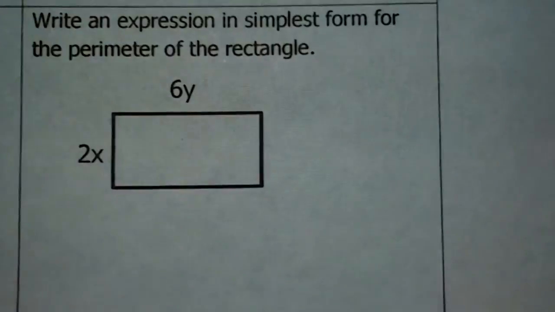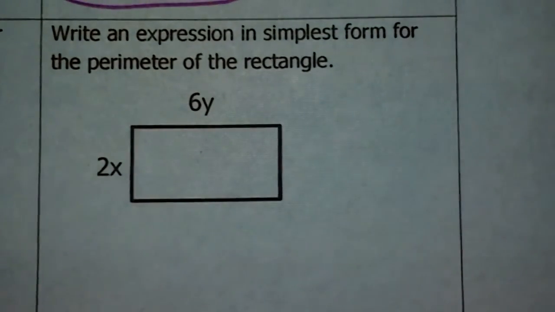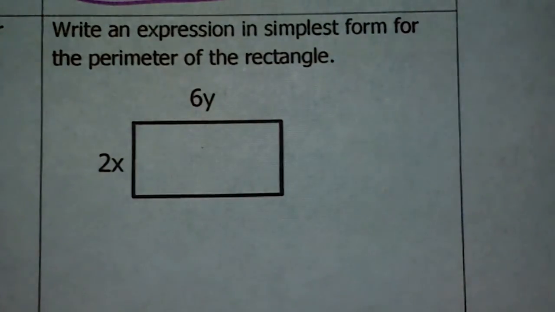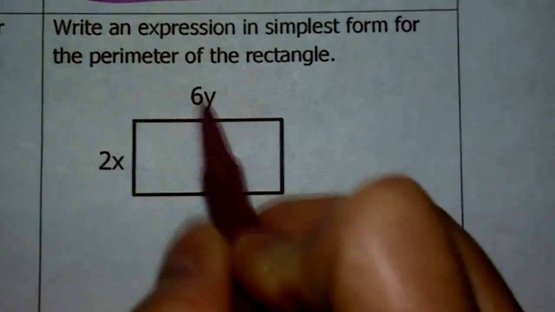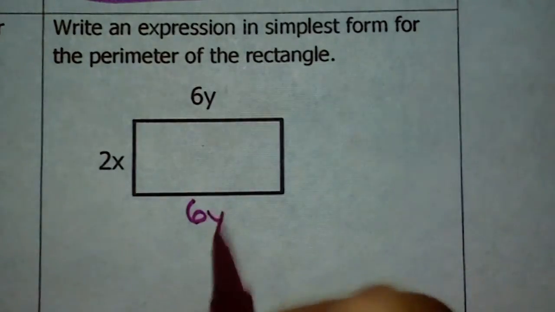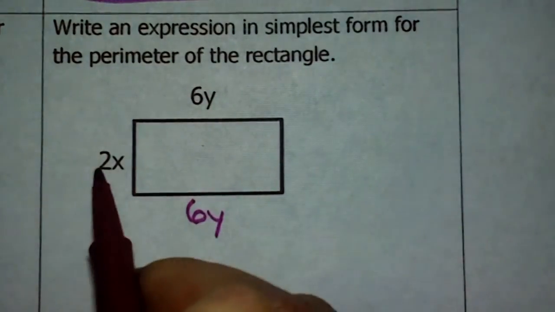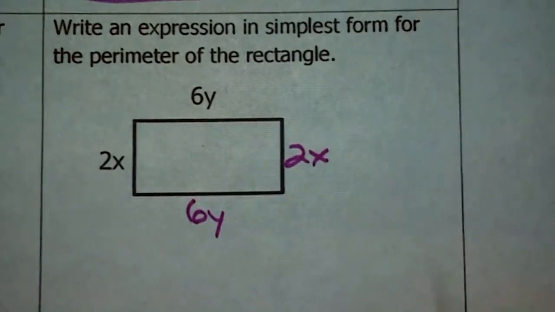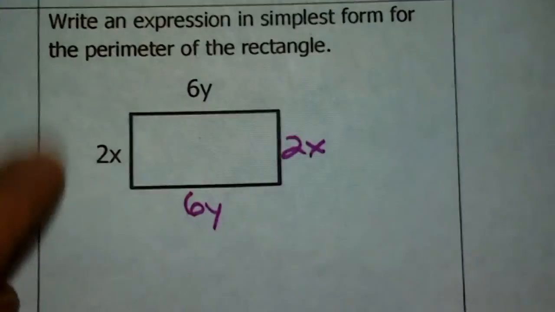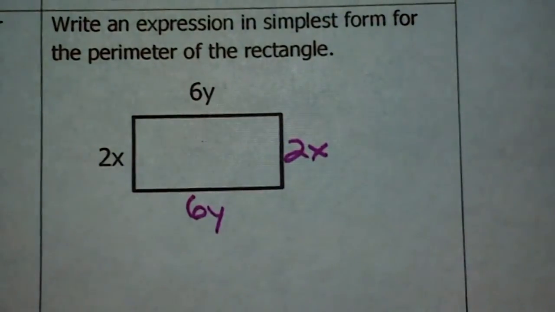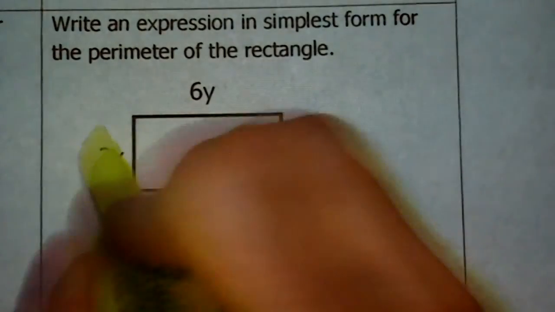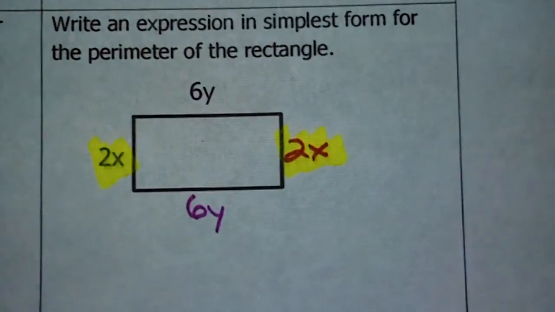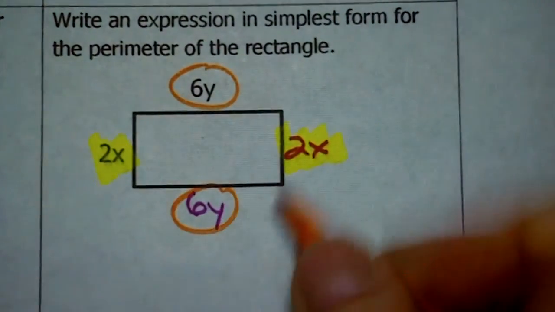Right, last one. This time instead of a square, I give you a rectangle, and I ask you for the same thing. I want the perimeter of this. Special thing about a rectangle, opposite sides are the same. So this 6y, that means that this bottom piece is also 6y. And if this is 2x, the side opposite of that is also 2x. So if I want a simplest form expression for the perimeter, that means I need to take 2x plus 6y plus 2x plus 6y. This time I can't just simply add up all my coefficients because I don't have like terms, but I can put the x's together and the y's together.